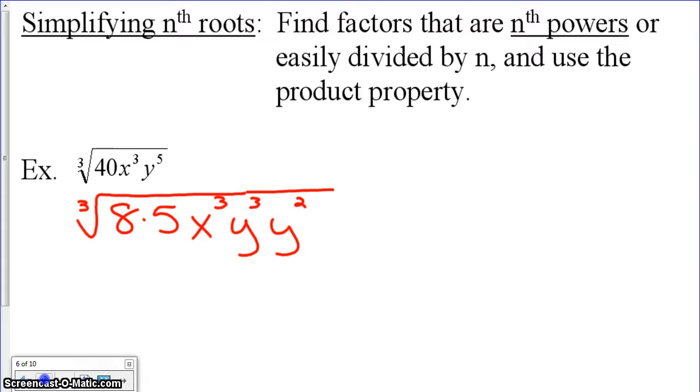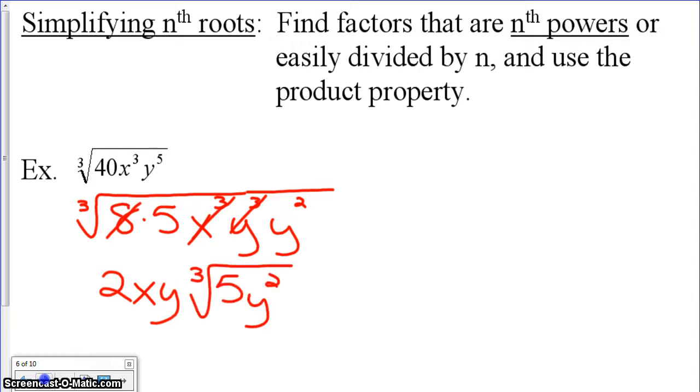When I simplify this now, I take the cube root of 8, which is 2, the cube root of x cubed, which is x, the cube root of y cubed, which is y, and I'm left with the cube root of 5y squared.